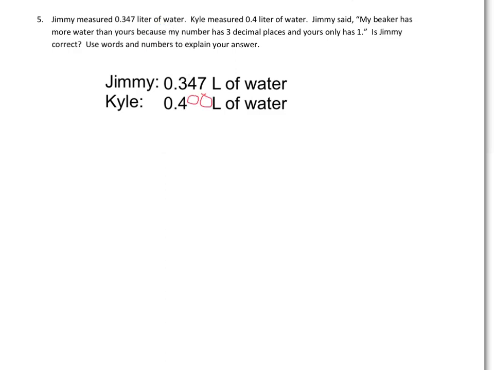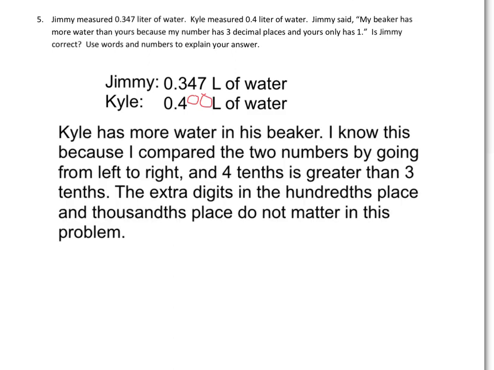With the zeros inserted after the 4, we now see that Kyle has 400 thousandths liters of water compared to Jimmy's 347 thousandths liters of water. Either way, Kyle has more water in his beaker. Now let's write an explanation for the question. Kyle has more water in his beaker. I know this because I compared the two numbers by going from left to right, and 4/10 is greater than 3/10. The extra digits in the hundredths place and thousandths place do not matter in this problem. Now you have some background knowledge on comparing decimals for our next lesson.